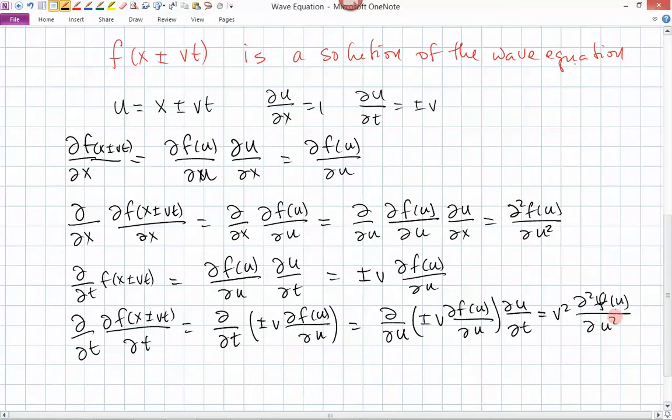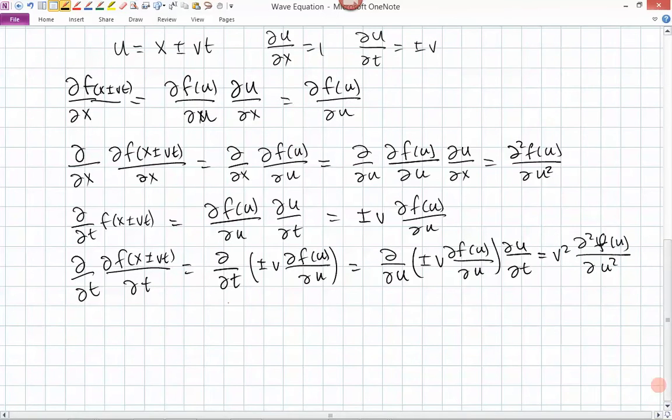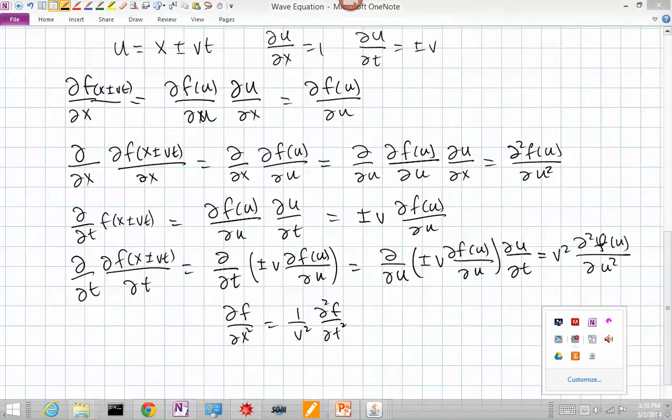And basically this is the proof, because remember the wave equation was written as partial of f with respect to x squared is equal to 1 over v squared times partial f with respect to t squared. And this 1 over v squared cancels this v squared, and I get that this is equal to this. And that is just my proof.